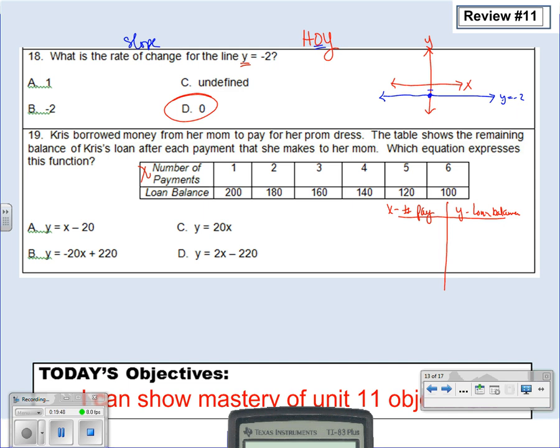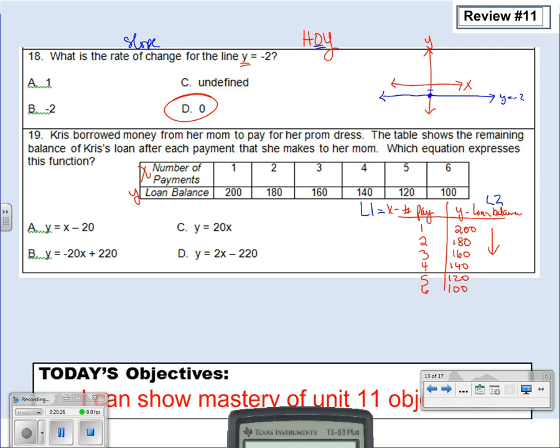So with one payment, balance is 200. We'll go 2, 3, 4, 5, 6. So 2 goes with 180, 3 goes with 160, 4 goes with 140, 5 goes with 120, and 6 goes with 100. I now have a table, so I can use my calculator, put my x values into L1 and y values into L2. Some of you might understand, you can see that our y values are decreasing, so we can say, hey, our rate of change has got to be a negative number.